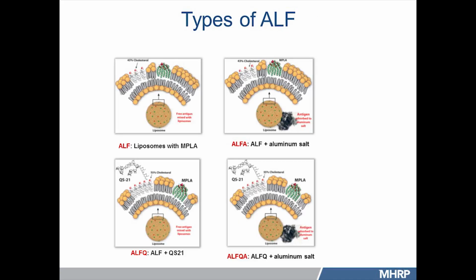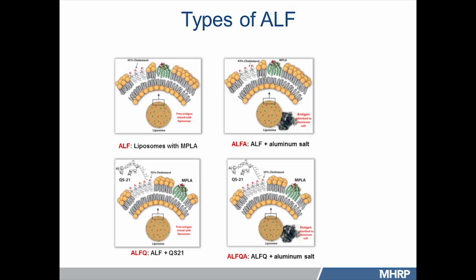Now, we have these four types of ALF. They differ in chemical composition. ALF contains the MPLA. ALFA contains aluminum salt in addition to MPLA. QS21 is present in addition to MPLA in ALFQ, and ALFQA contains QS21, aluminum salt, and MPLA as immunostimulatory molecules. And they differ chemically, and not only that, their biophysical properties are also different. Particularly, we have found the particle size distribution varies quite a lot among them.